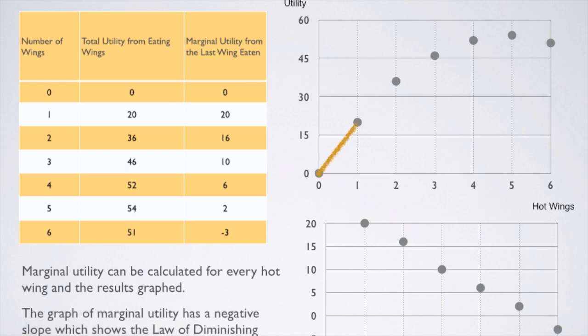The increase in utility from one wing to the next is the marginal utility of each wing. Eating the 4th wing increases utility from 46 total utils to 52 total utils. The change in utility from consuming the 4th wing is a marginal utility of 6, which is the difference between the utility gained at 3 wings and the additional utility gained at consuming the 4th wing, as can be seen from column 2. In the lower panel, the graph of marginal utility has a negative slope, which shows the law of diminishing marginal utility.